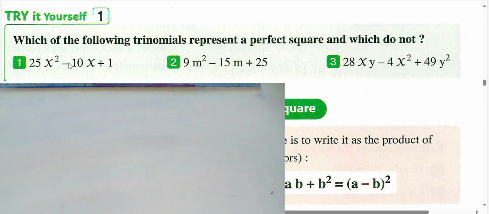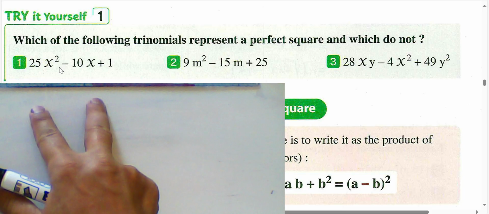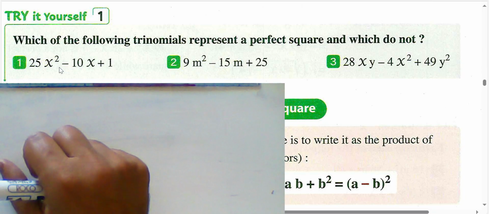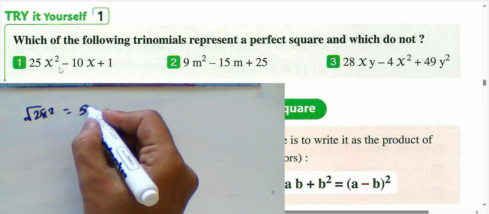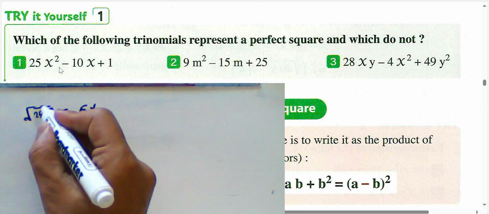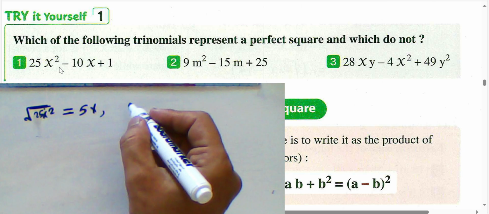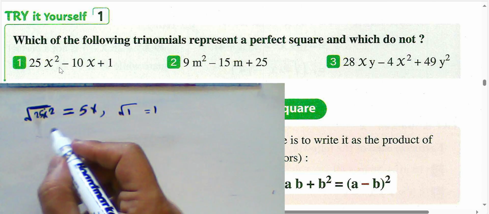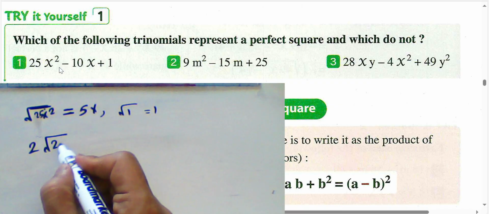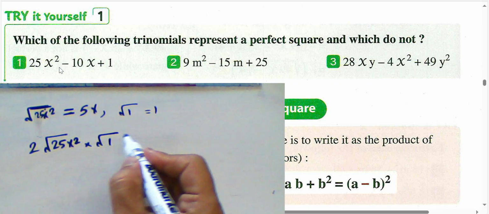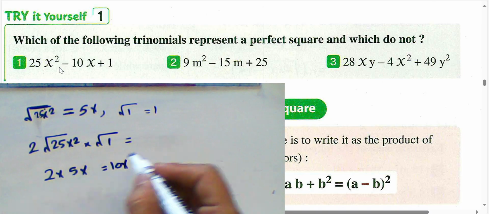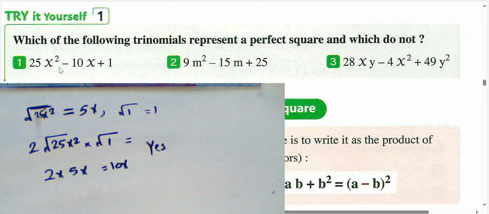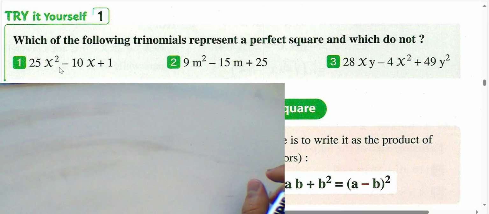First question. First, we take the square root of the first and the third terms. Here we have the square root of 25x power 2, which equals 5x. And we also have the square root of 1, which equals 1. Then the middle term is 2 product by the square root of the first, 25x power 2, product by the third, which gives 2 times 5x equal 10x, positive or negative. So this is a perfect square. I say yes, it is a perfect square because the middle equals positive or negative 2 product by the square root of the first product by the square root of the third.